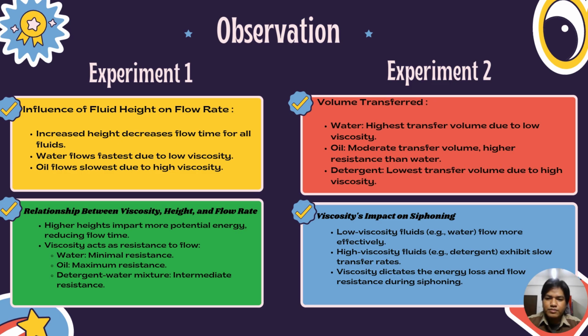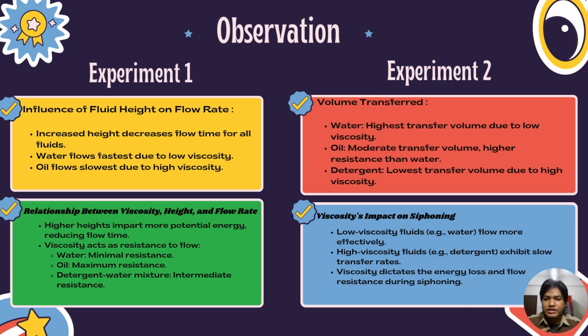The detergent water mixture exhibited an intermediate flow rate. Viscosity acted as resistance to flow, with minimal resistance for water, maximum resistance for oil, and moderate resistance for the detergent water mixture. This experiment demonstrates that a higher fluid height reduces flow time more significantly for low viscosity fluid, as gravity has a stronger effect in overcoming resistance.